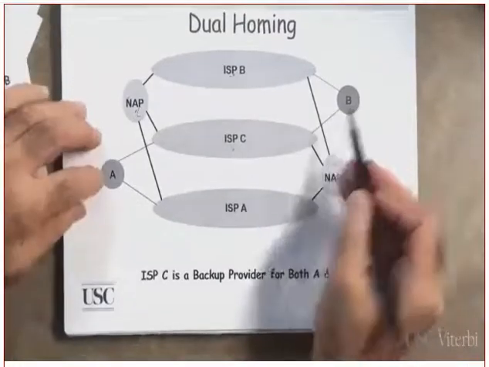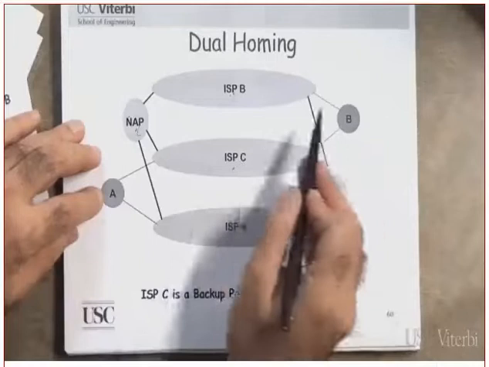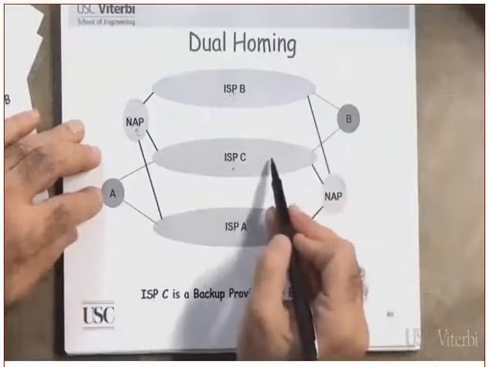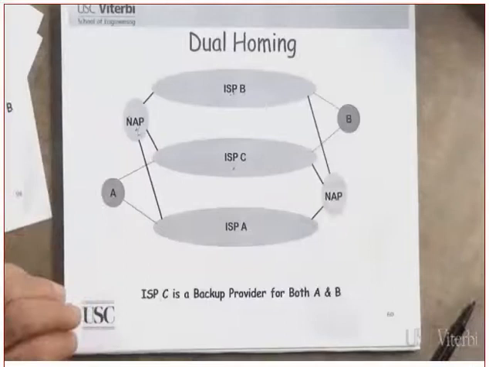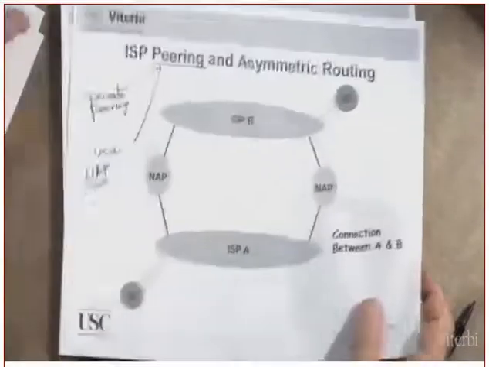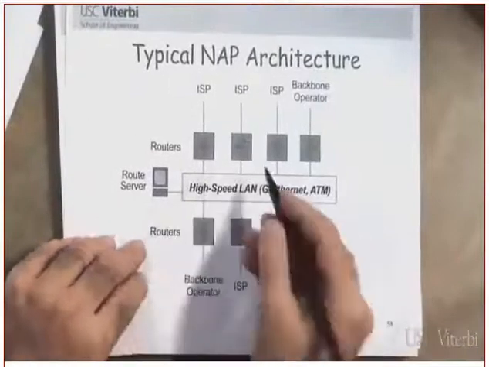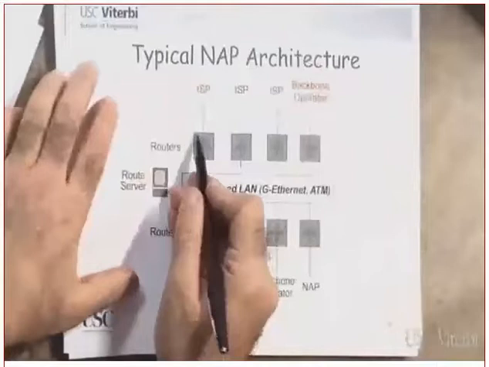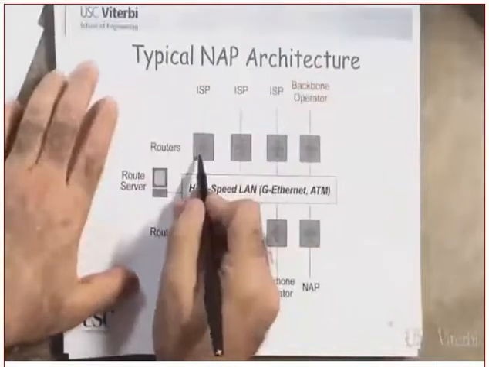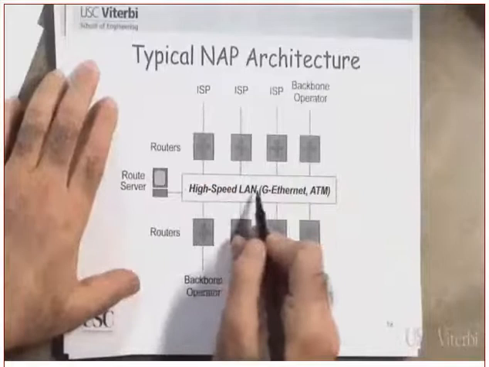This A and B, for example, is connected to ISP-C, ISP-A. This B is connected to ISP-B, ISP-C. So a customer network, for example, could be connected to multiple ISPs rather than just a single ISP. In the NAP, this is what you see: a high-speed LAN. This is coming from different ISPs to the POPs. The ISPs are connected to high-speed routers, and the routers are attached to a high-speed local network.